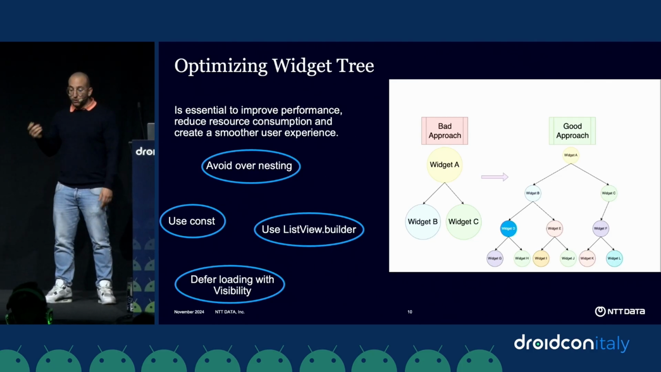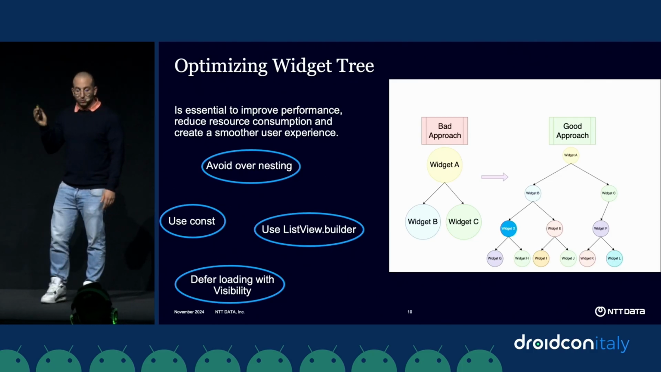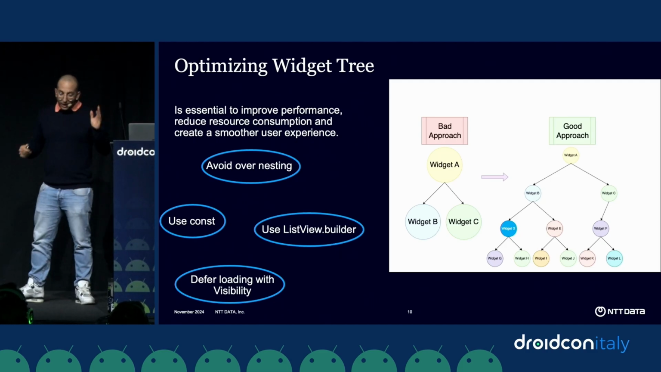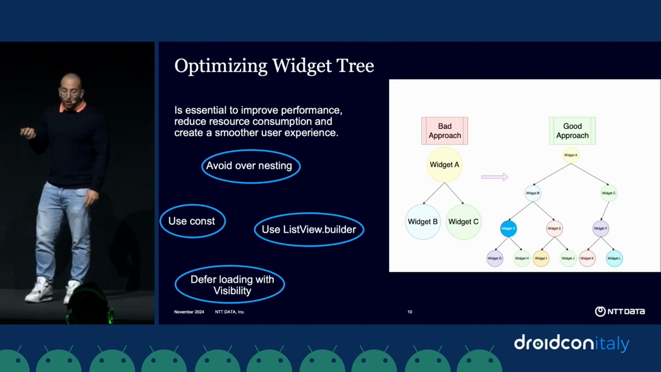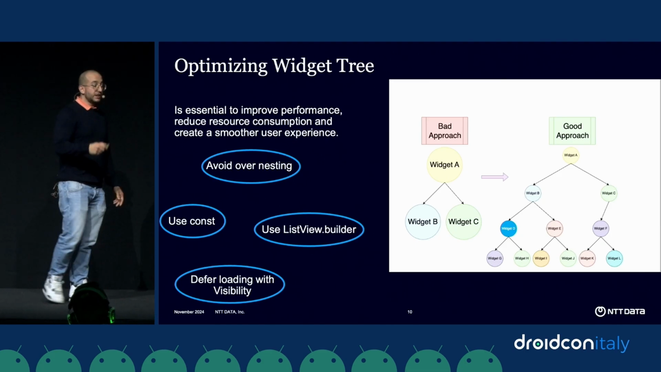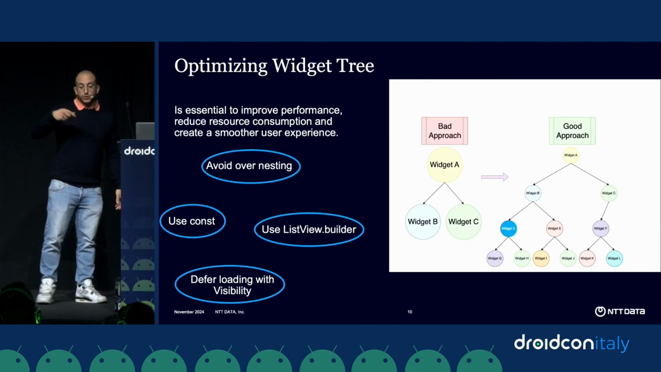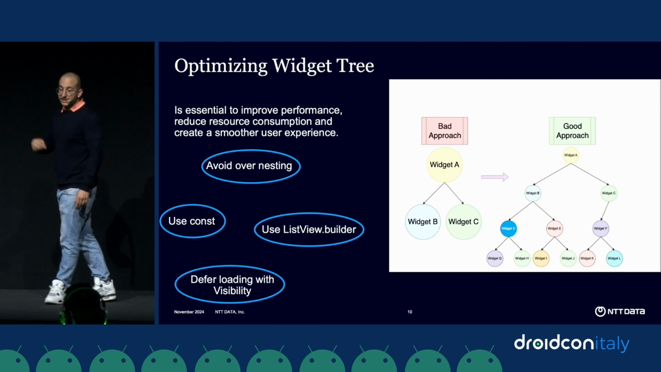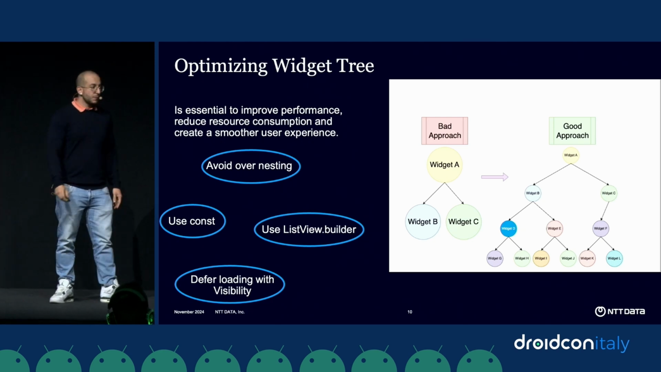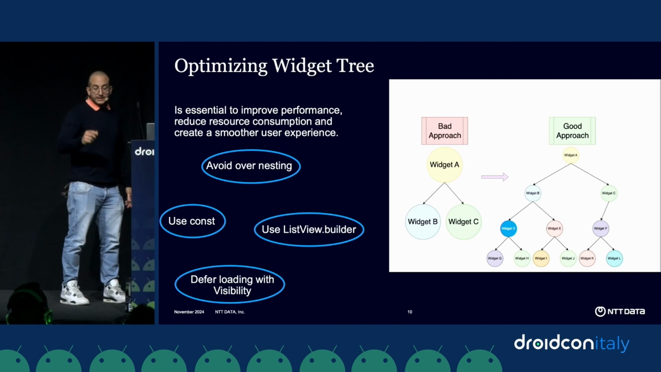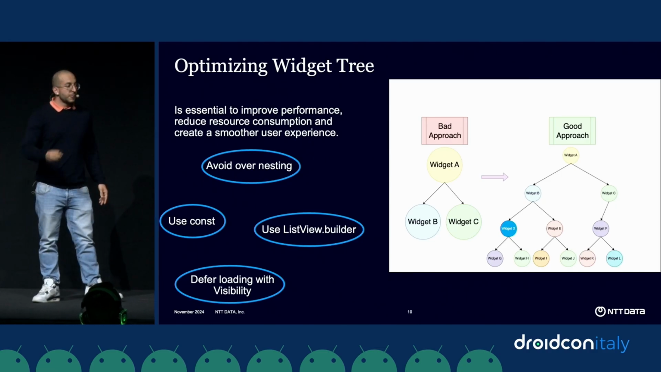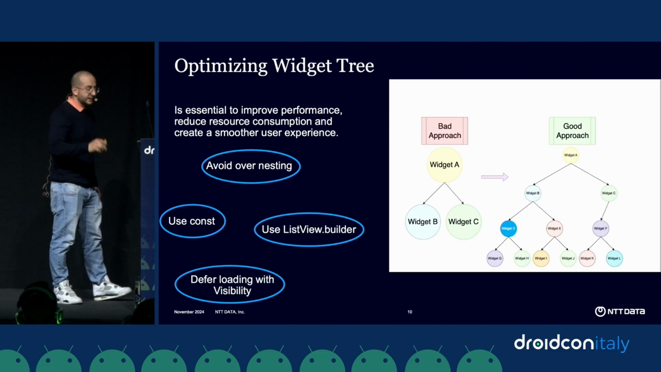We can create a better widget tree and avoid over-nesting. Use const, which allows us to avoid unnecessary rebuilds, the builder constructor for ListView or GridView, which allows us to recycle the views in list items or grid items, and last but not least, use the Visibility widget instead of if or else to show or hide some widgets.